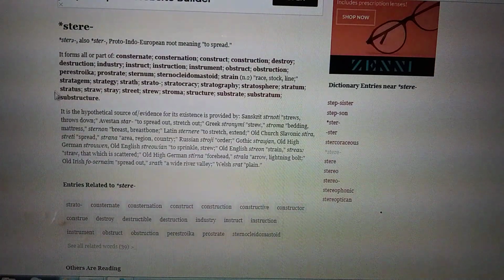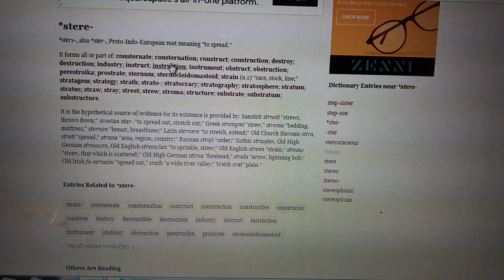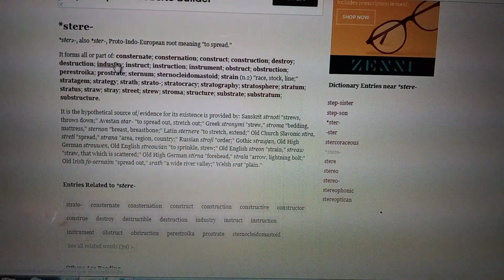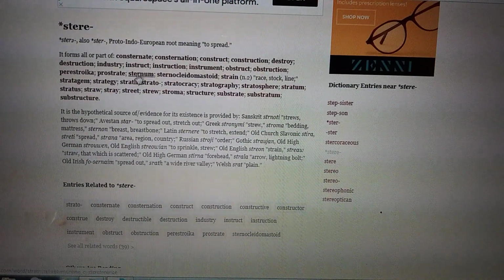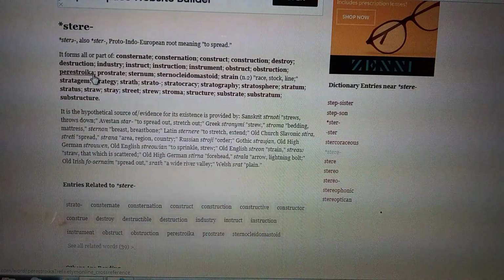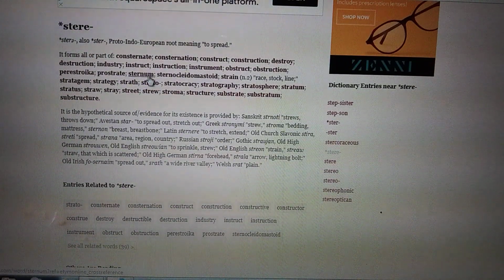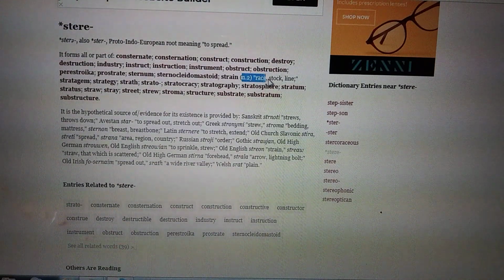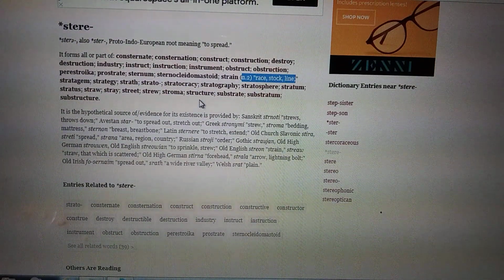Okay. Stare, right? The steer or the stare, meaning to spread. It forms all over part of consternation, construct, construction, destroy, right? Destruction, right? Industry, instruction, instruct, instrument, obstruction, right? Perestroika, prostrate, like prostrate, right? Sternum, chest bone, right? Look at this, strain, noun, race, stock, or line. Right, it's the only thing in here with the definition in this PIE.